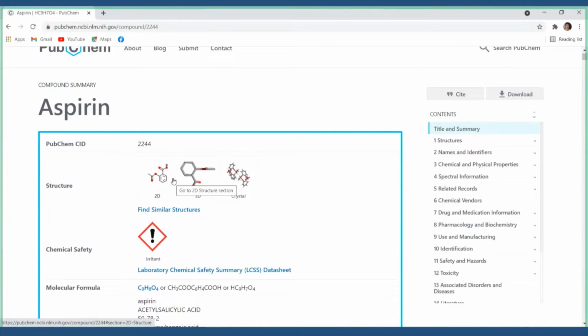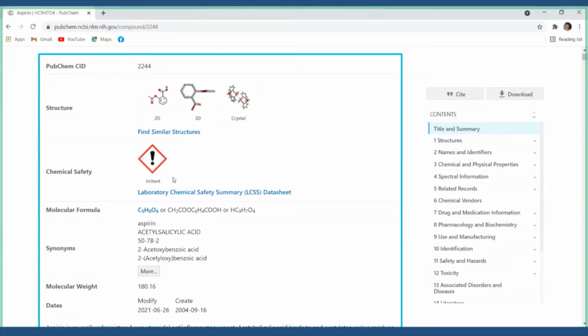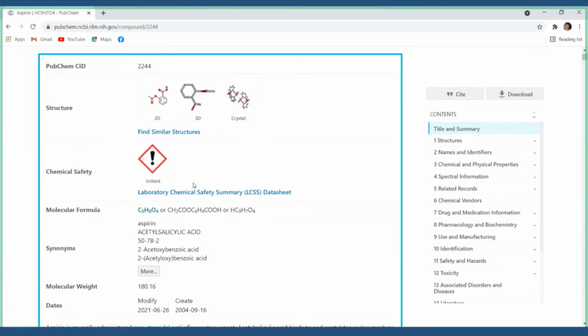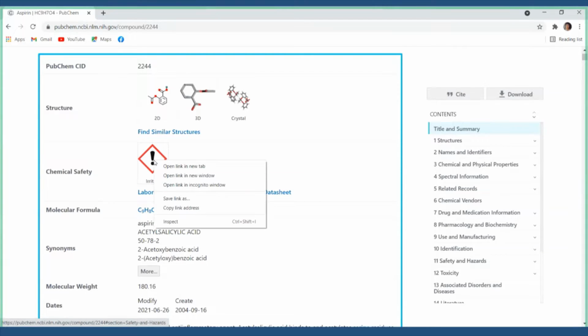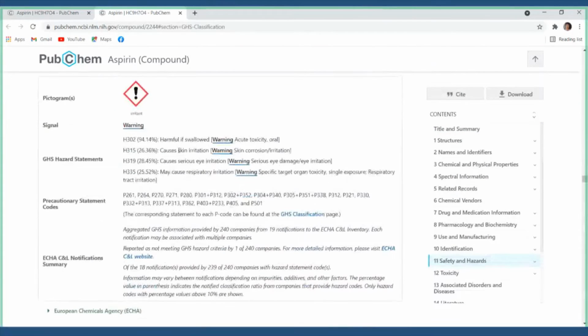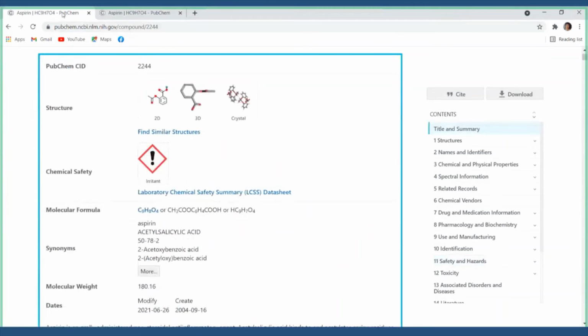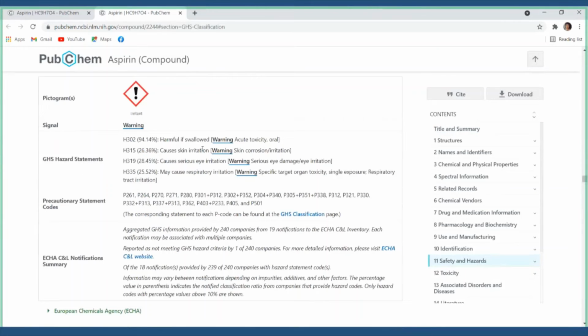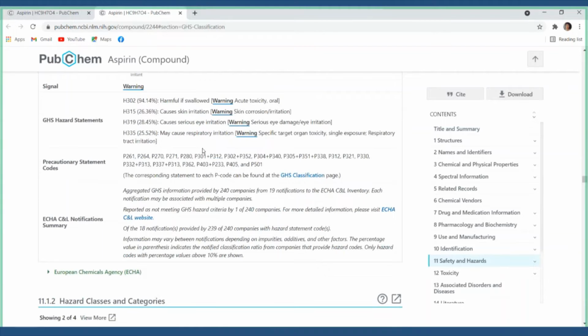And if you look at this database, it's not only giving us information about aspirin, about the structure, it's also telling us about the safety level, the chemical safety of aspirin. And if you look at this, you can click on this. Let me click on open new tab. So on this hazard symbol that I have here, I right click on it and I open a new tab, and it's giving me detail about the toxicity level of aspirin. Can you see?